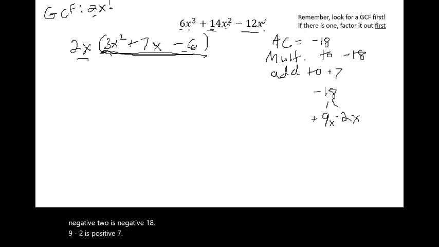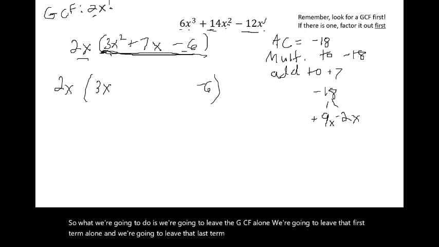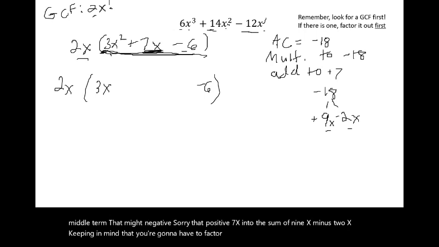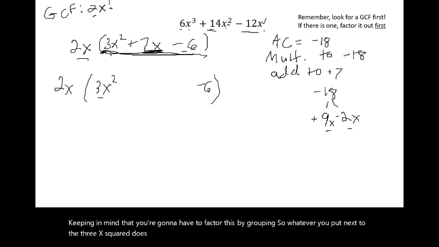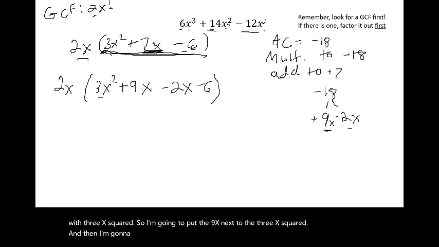So what we're going to do is leave the GCF alone, leave that first term alone, and leave that last term alone. And we're going to break up that middle term, that positive 7x, into the sum of 9x minus 2x. Keeping in mind that you're going to have to factor this by grouping, so whatever you put next to the 3x squared does need to have a common factor. So 9x is going to have a common factor with 3x squared, so I'm going to put the 9x next to the 3x squared, and then I'm going to put the negative 2x next to the negative 6.